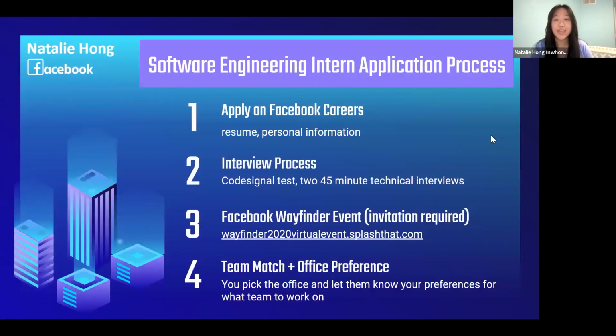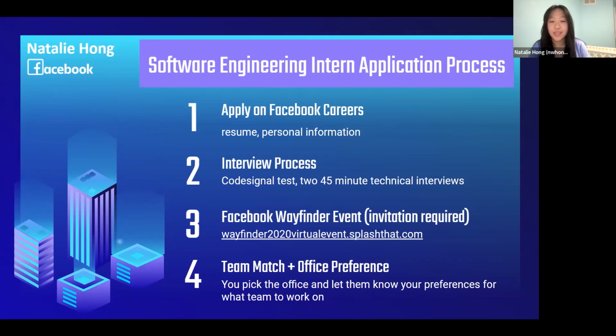So as for the application process, it starts with applying online on their portal. It's just your normal tech internship application. And for the interviews, it starts with a CodeSignal test. And then you have two 45-minute technical interviews. They have 2 questions each time, an easier one and a medium one. And then there's no behavioral portions.